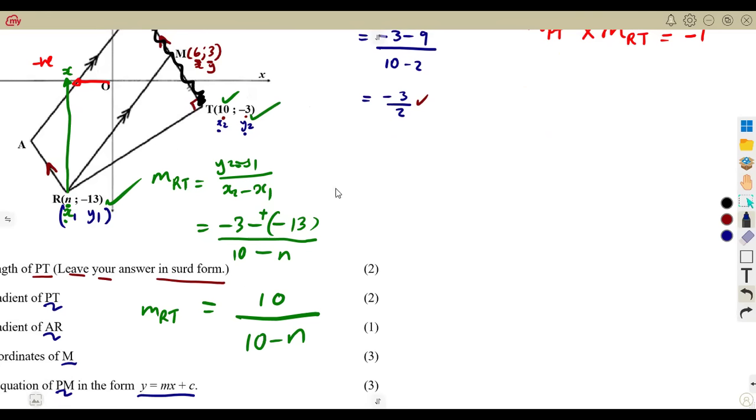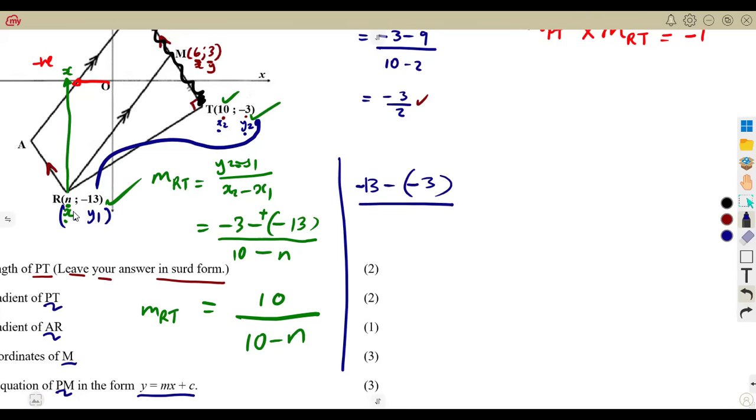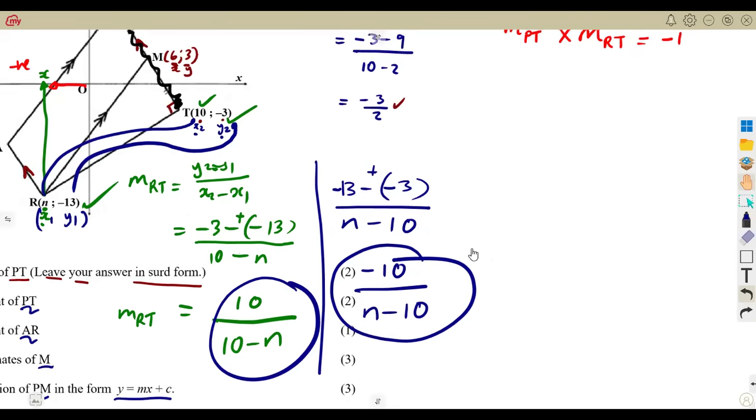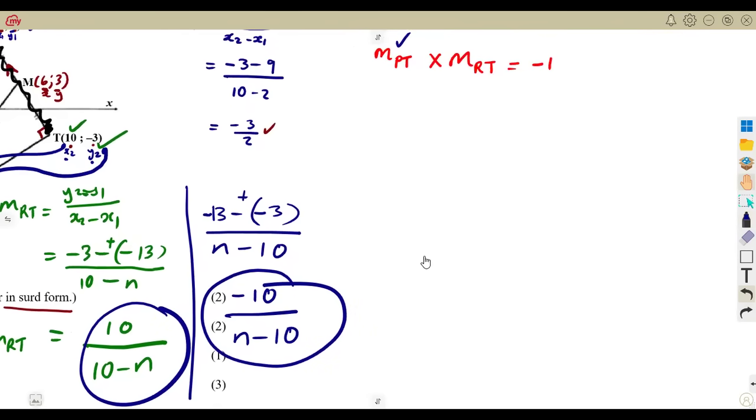Or you could have used it in another way. We could have used y1 minus y2. So it was going to be minus 13 minus 3 over x1 minus x2, so n minus 10. So negative 13 minus 3 gives us minus 16... no, as computed here, minus 10 over n minus 10. If you use this one or that one, you are still going to obtain the same answers.